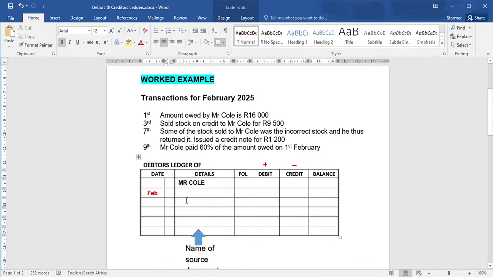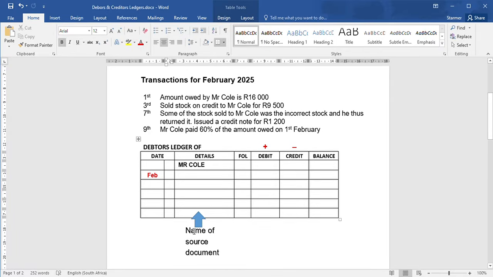So in this debtors ledger, you're going to obviously record the days that the transactions take place in this column. In this column here, we have to put the name of the source document. In other words, where the transaction was originally recorded. Then obviously your folio will be what journal it comes from. And then I will show you how this balance column works as we go through.